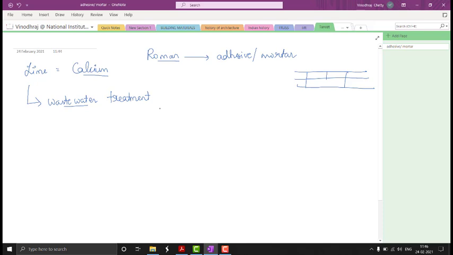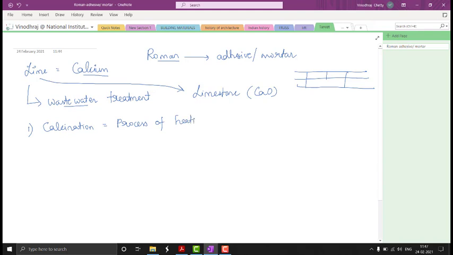Before proceeding further, we need to understand a few terms which are used to study lime. The first one is calcination. Calcination is the process of heating limestone. Lime is basically obtained from limestone, that is calcium oxide, CaO. So calcination is the process of heating limestone.